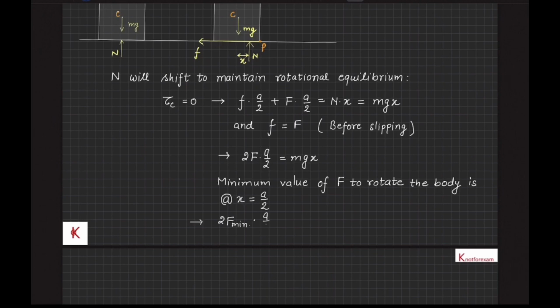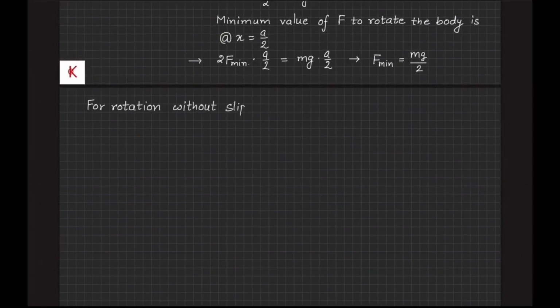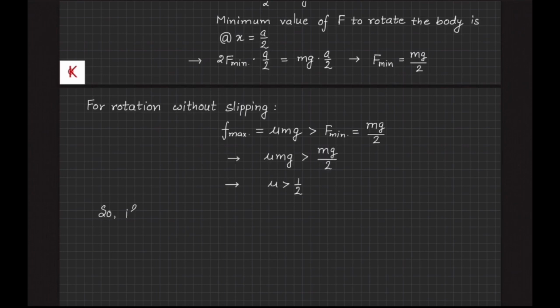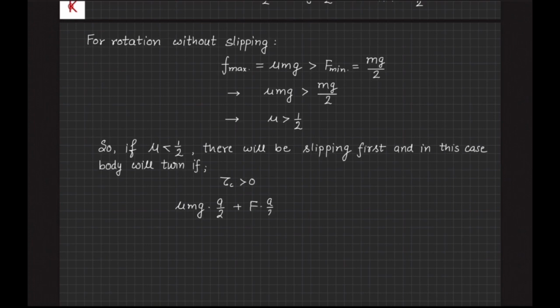And for this F minimum, 2F_min into a by 2 is equal to mg into a by 2, or F_min comes out to be mg upon 2. So for rotation without slipping, maximum friction force mu mg must be greater than F_min, that is mg by 2, or mu greater than 1 by 2. And so if mu less than 1 by 2, that is friction is not sufficient, then there will be slipping first, and in this case body will turn if net torque about C is greater than 0.